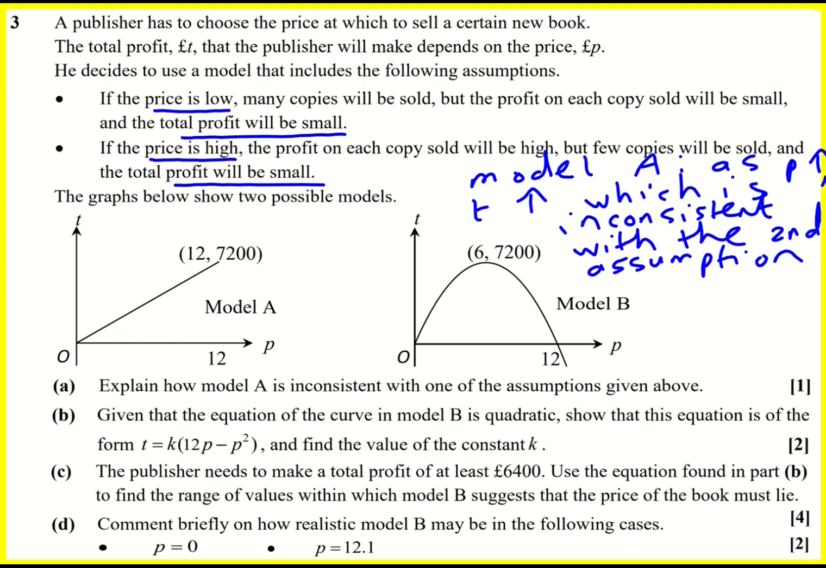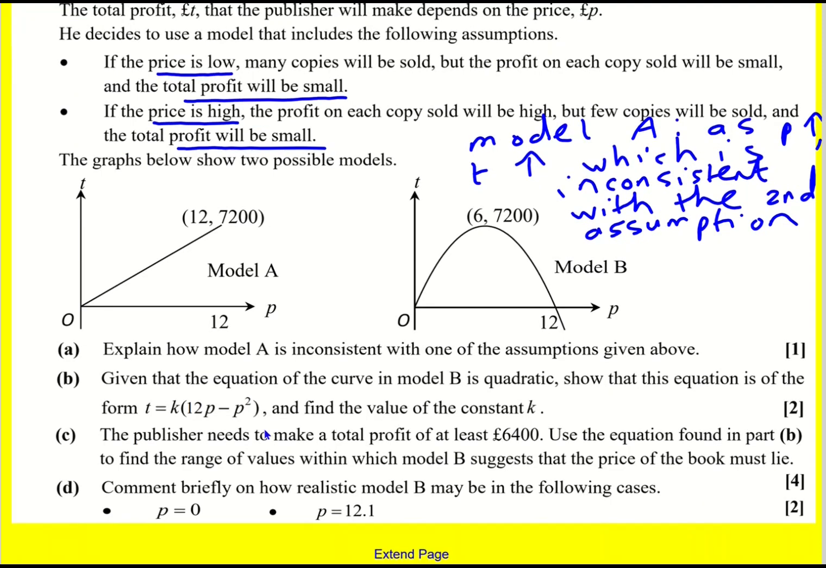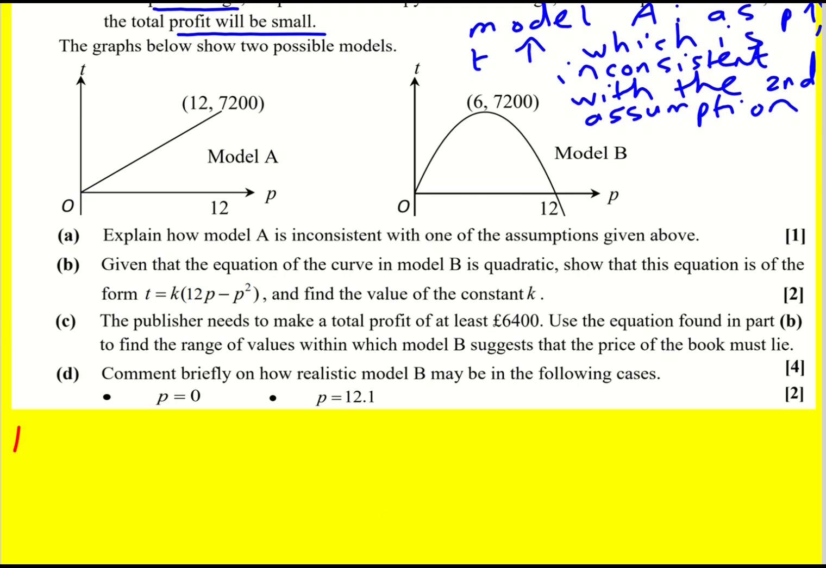inconsistent. Given that the equation of the curve of model B is quadratic, show that it is of the form shown and find the value of the constant k. Now we can't just be subbing in the equation, we actually have to show where it comes from. So there's a few different ways you can deal with this. You could write T as a general quadratic, aP squared plus bP plus c, then sub in the points that we have, work out a, b, and c, and then factorize it.